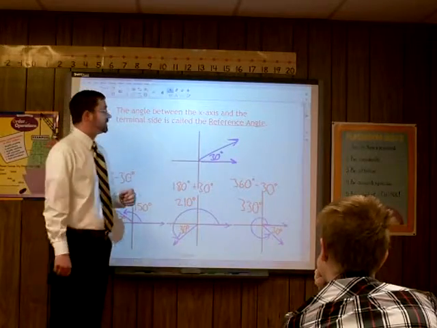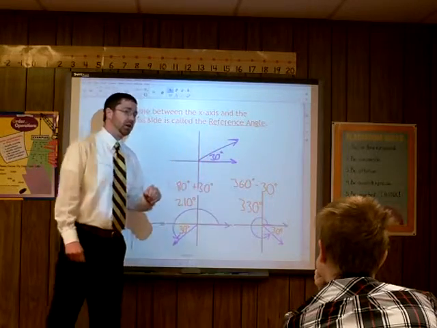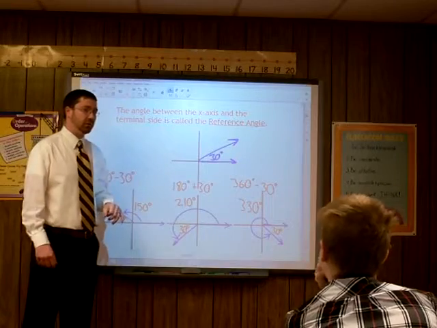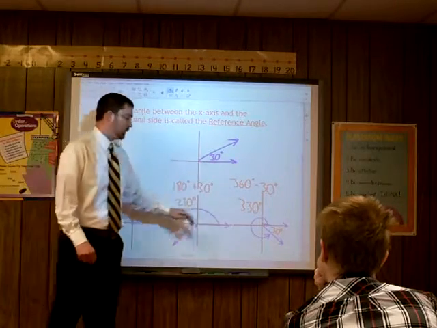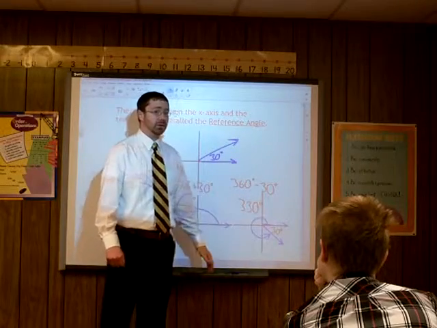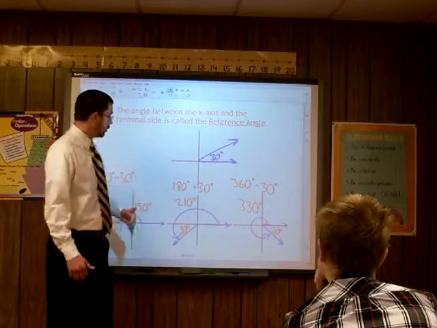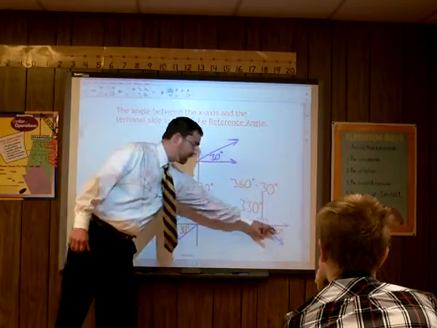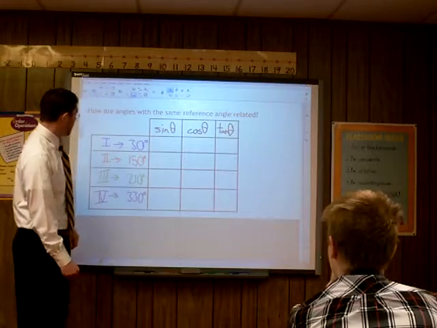What we'll find is that if you know the sine of 30, you could automatically, without having to use your calculator anymore, give the sine of 150, the sine of 210, and the sine of 330, without having to do anything more with your calculator. And it all goes back to the fact that they have the same reference angle. So, let's take a look at this.